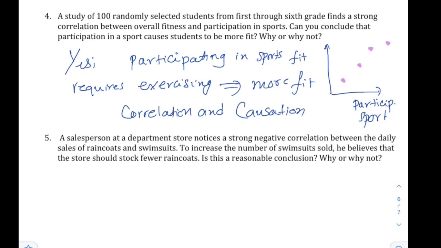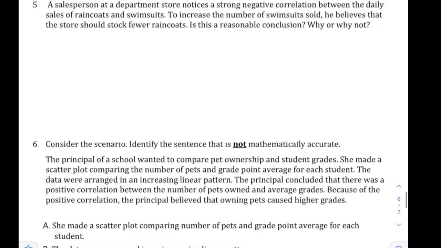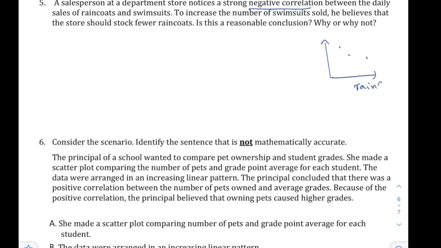Okay, let's see. Next one. A salesperson at a department store notices a strong negative correlation between the daily sales of raincoats and swimsuits. To increase the number of swimsuits sold, he believes that the store should stock fewer raincoats. Is this a reasonable conclusion? Yani, what does he mean?